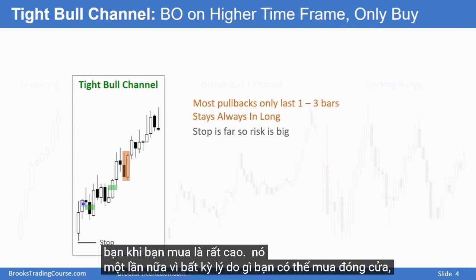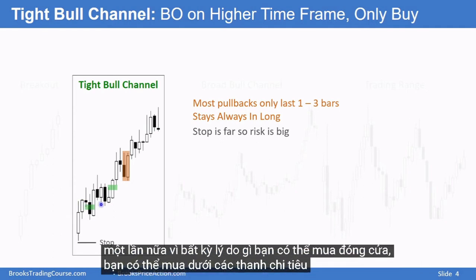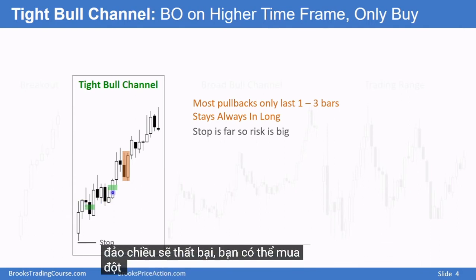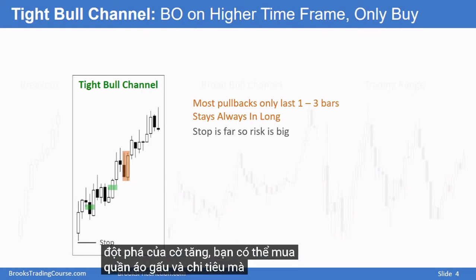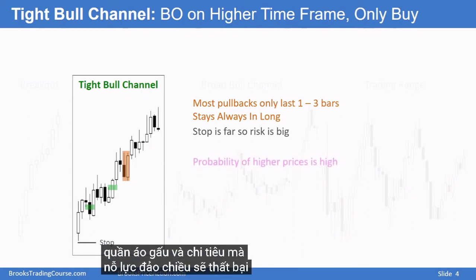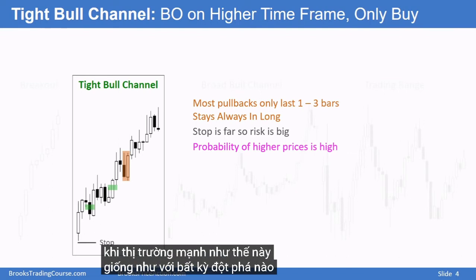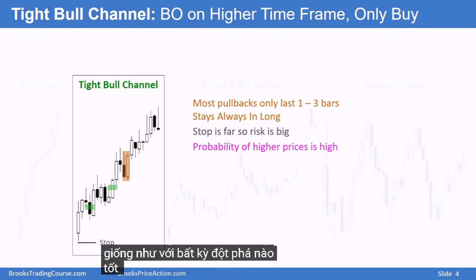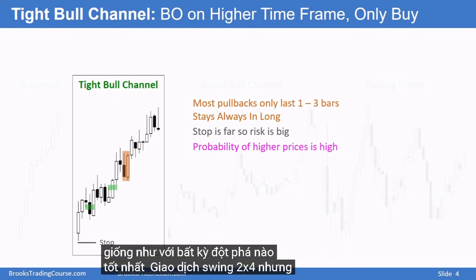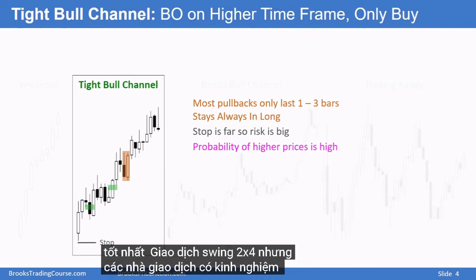You can buy closes, you can buy below bars betting reversals will fail. You can buy breakouts of bull flags. You can buy bear closes betting that reversal attempts will fail. When the market is strong like this, just like with any breakout, it's best to buy for a swing trade, but experienced traders might scalp as well.